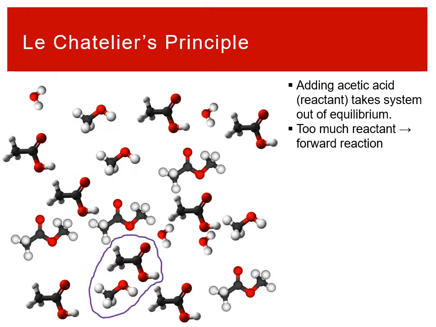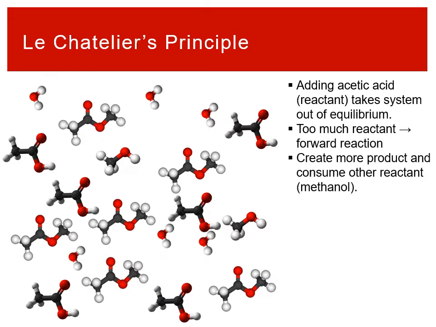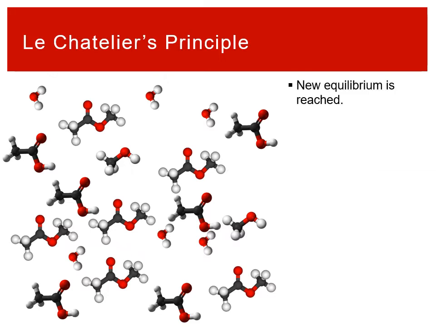Right there, it reacts with some of the methanol that was already in there. Boom, and boom. And so I make more product. Okay, and the other reactant goes away. And what happens is I'm now at a new equilibrium. K is the same, so the relative amounts of everything, my relative ratios, stayed the same.